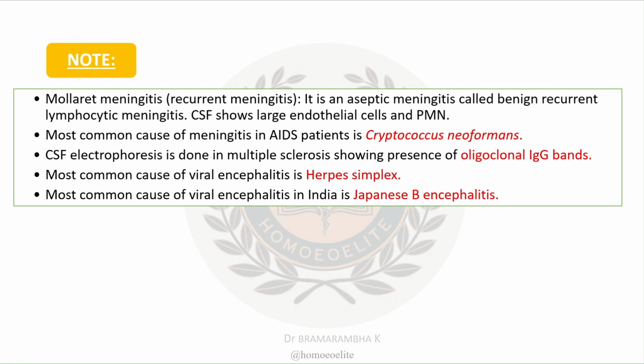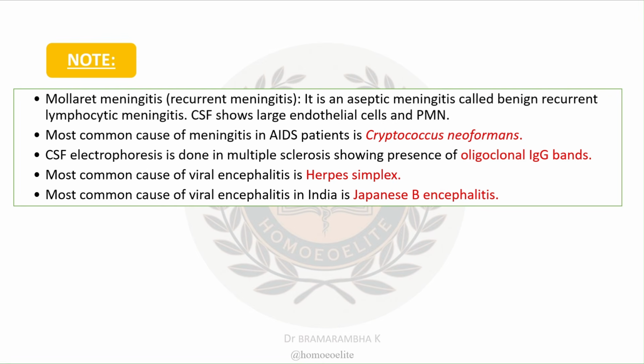So you have important points here. Mollaret meningitis is nothing but the recurrent meningitis. It is an aseptic meningitis. It is also called benign recurrent lymphocytic meningitis. CSF will show large endothelial cells and polymorphonuclear neutrophils. The most common cause of meningitis in HIV patients is Cryptococcus neoformans.